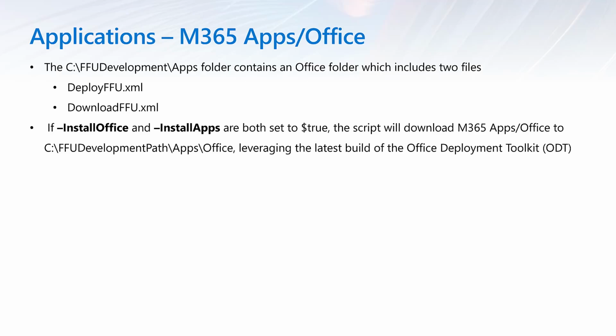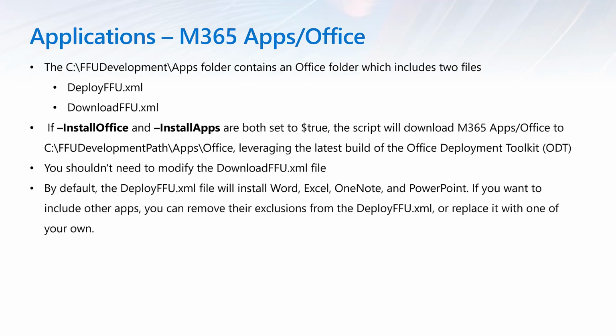We will download the latest current channel release of Office via the ODT. So you shouldn't need to modify the download FFU.xml file. This will download whatever you need. However, you probably will want to modify the deploy FFU XML file, because by default, it's going to install Word, Excel, OneNote, and PowerPoint. If you want to include other apps, you can remove their exclusions from the deploy FFU.xml or replace it with one of your own.